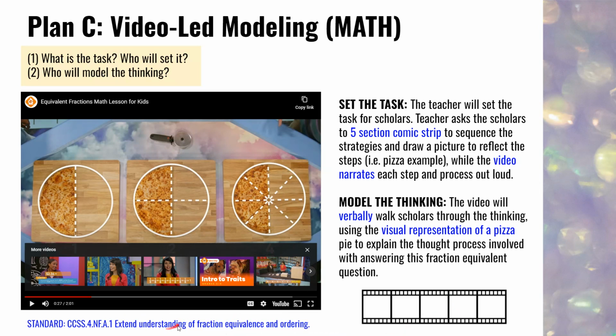And so here we have the standard down here. And when we present it to our scholars, today I can extend my understanding of fraction equivalence and ordering. Okay, maybe that's not in scholar-friendly language. Does that really matter to me today? No, but it may matter, right? I can use fraction equivalents when ordering food and different things like that. How do we put it in a real-world term that makes it make sense?